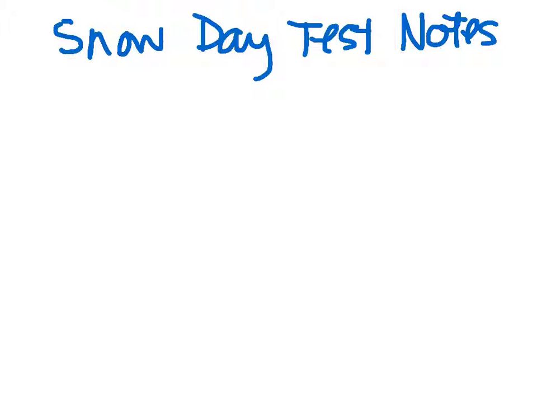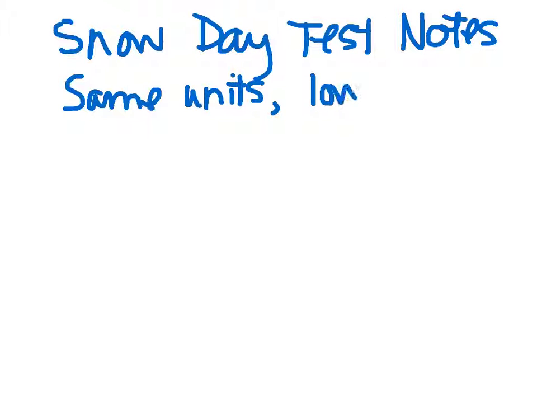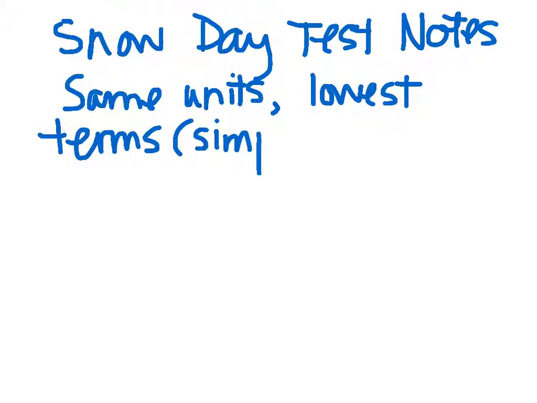First of all, writing each ratio in simplest form. Make sure you have the same units. If it's not in the same units, you have to transfer the thing that is in a bigger unit to a smaller unit. And also make sure that it is in lowest terms. All answers in math need to be simplified. Okay, so that's the first little section.